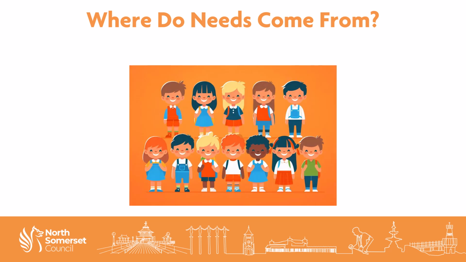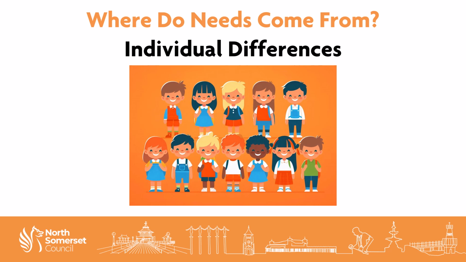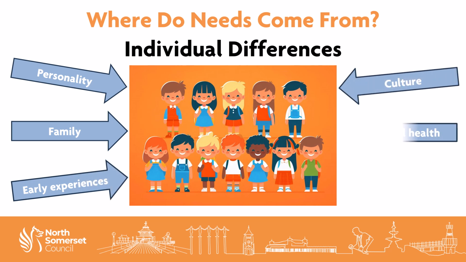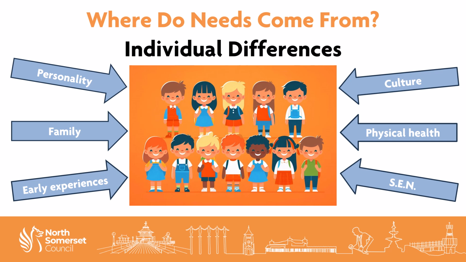On top of this, there are individual differences. For example, children have different personalities which affect their behaviour, different family dynamics, rules, expectations and ways of doing things, different early experiences which can have a huge effect on their behaviour, different cultural backgrounds, different physical health needs, and different special educational needs, for example, social communication difficulties, autism, Down syndrome.